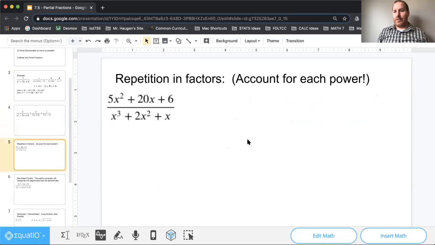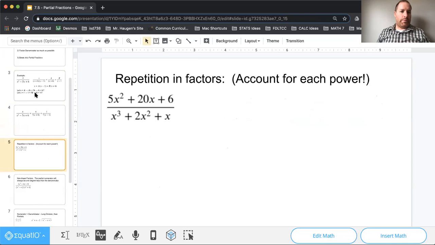If we go down here, there are some things we have to keep track of. This is just what if our factors are repeated. In other words, we've got some factor that is squared, or some factor that is cubed. You just have to account for every single power of that. It just takes a little bit more to do, but it's not too bad.